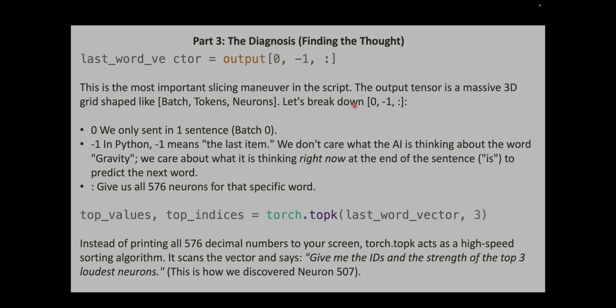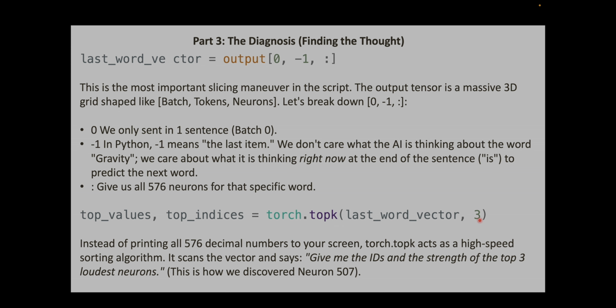So, top values and top indices. You can see this top-k function we discussed. Based on the last word vector that I get, let's say I pass "gravity is." We don't care about the word gravity anymore. What we want to know is what it is thinking right now at the end of the sentence. So when it reaches the "is," we want to get all 576 neurons for that specific word. So that is top K.